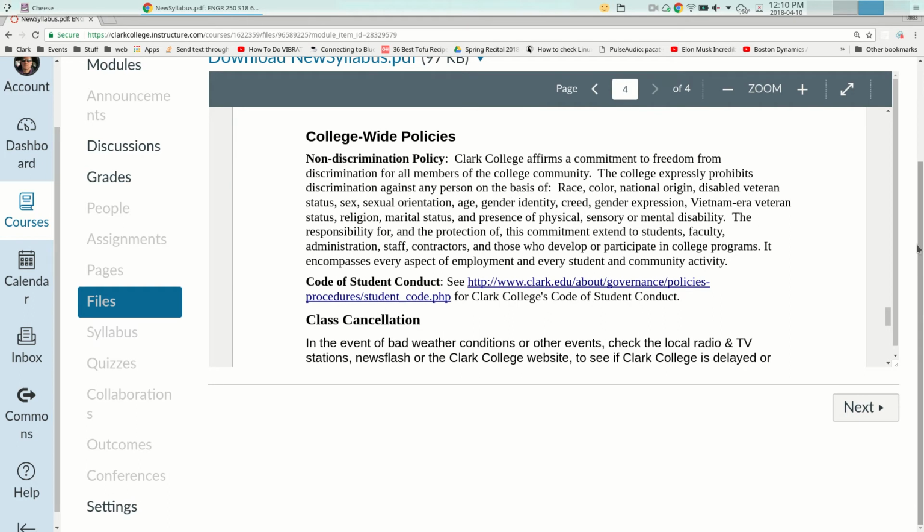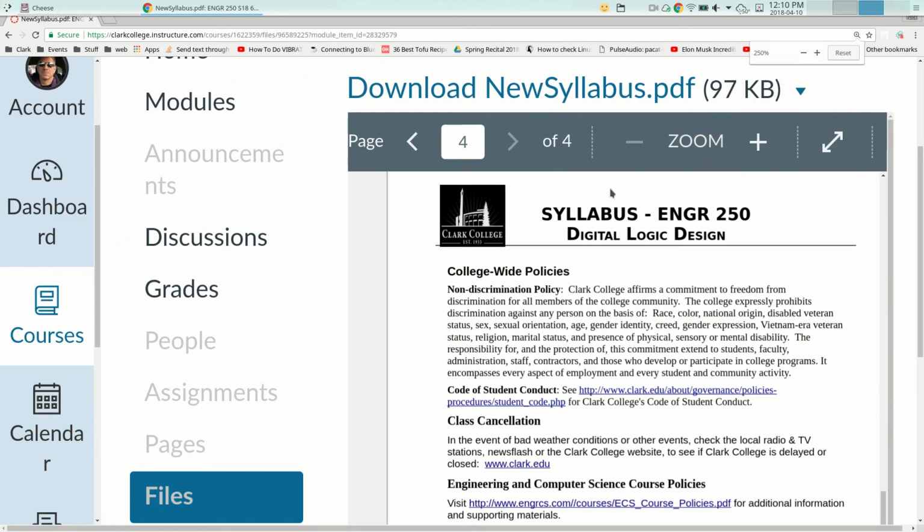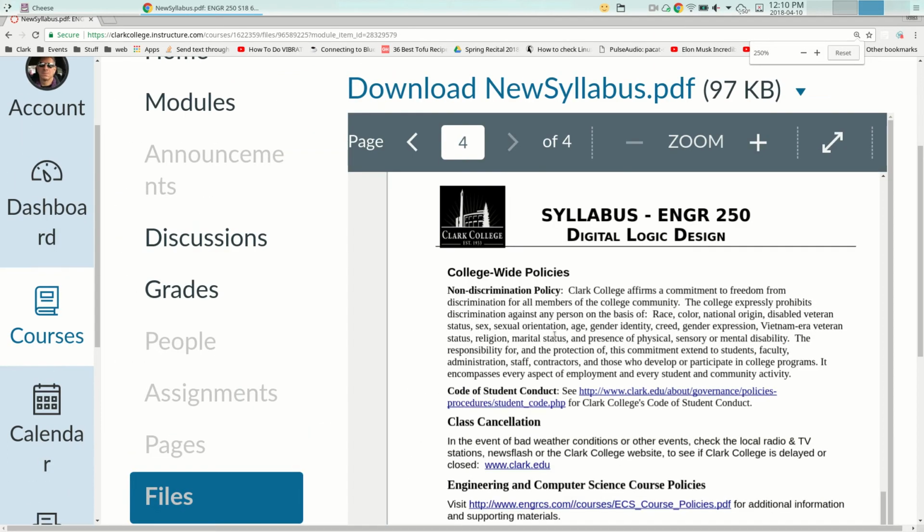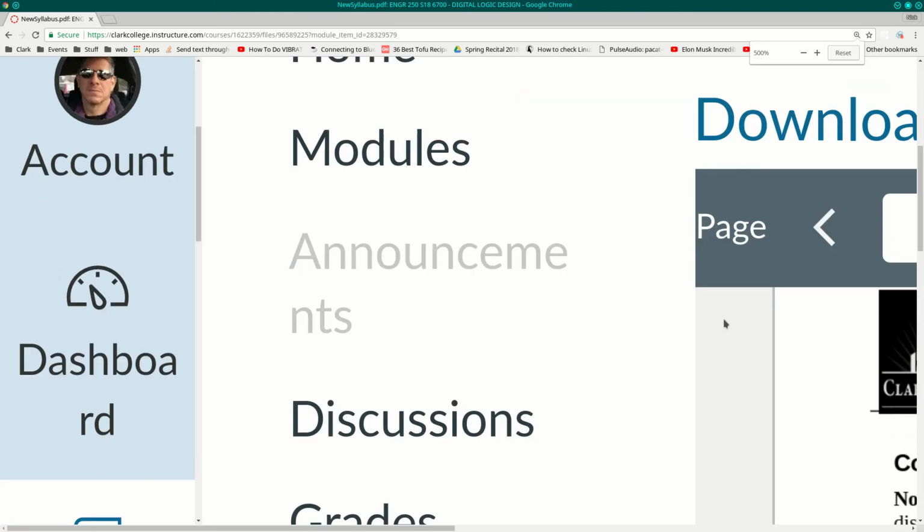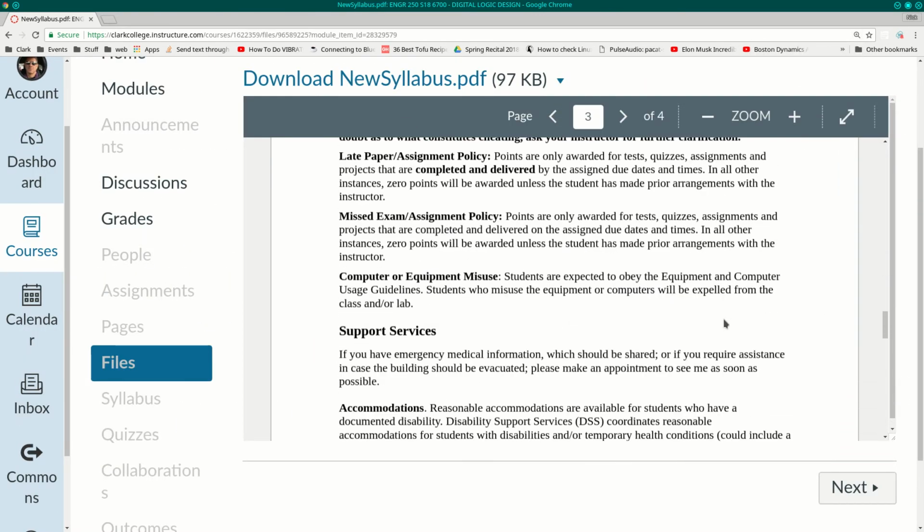I don't do PowerPoint, and along with that, I don't read from slides as a general rule, but I want to read this non-discrimination policy aloud because I think it's really important, and it's getting more important in some ways. This is Clark College's non-discrimination policy, and you've probably heard this in other classes, but I'm going to repeat it anyway.